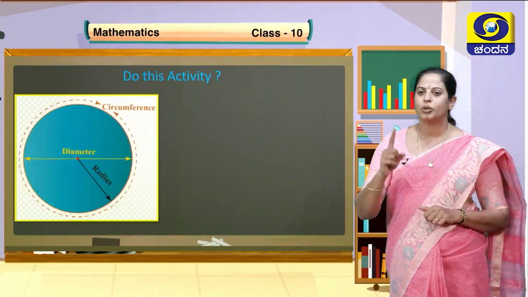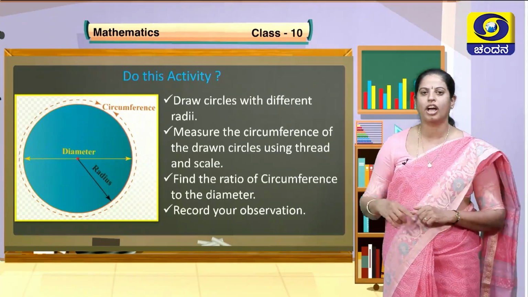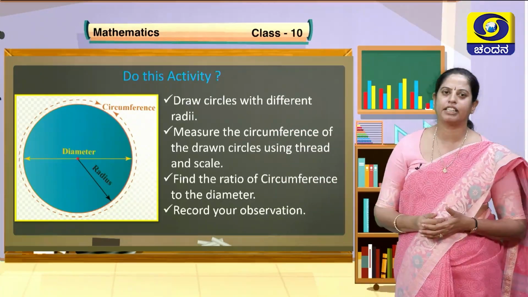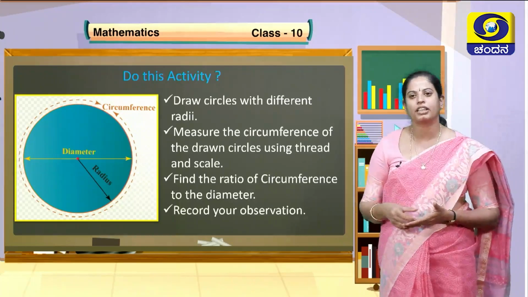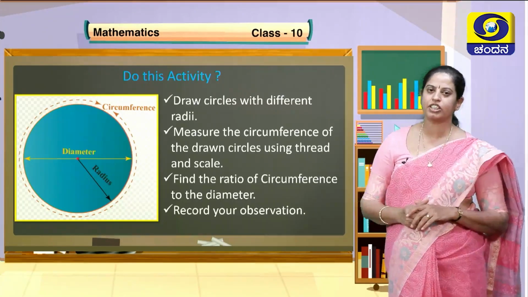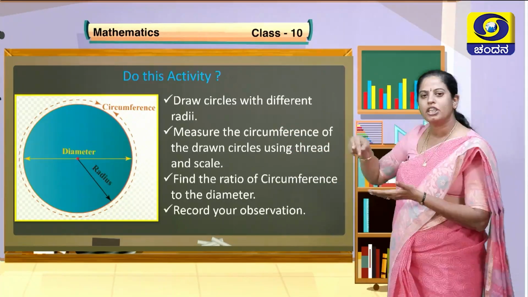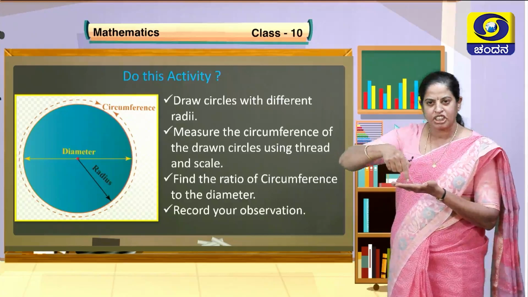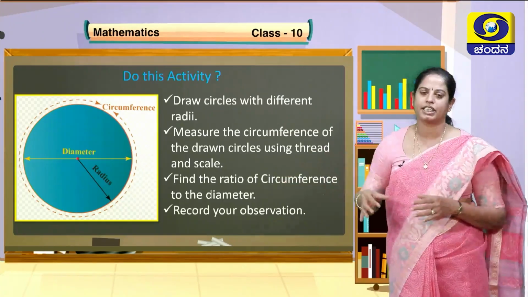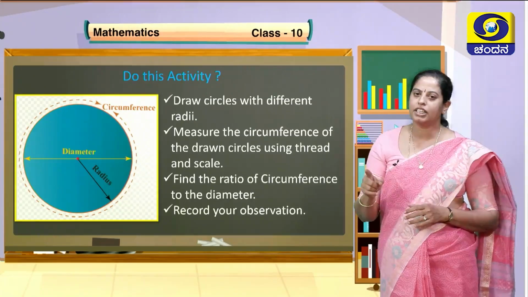What is that? Do this activity and find that interesting thing. What you have to do? You have to draw circles with different radii. You take 3 centimeter as radius and draw one circle. You take 2.5 centimeter as radius and draw one more circle. Measure the circumference of the drawn circle using thread and scale. As shown in the figure, use a thread to measure the circumference. Then with the help of the scale, find the length of the circumference. You will know what is the circumference of the circle drawn.